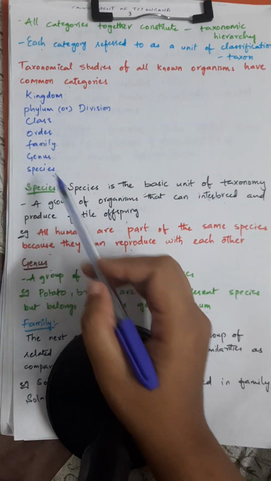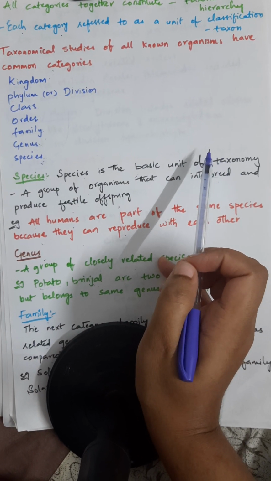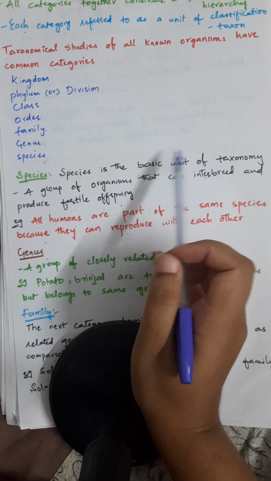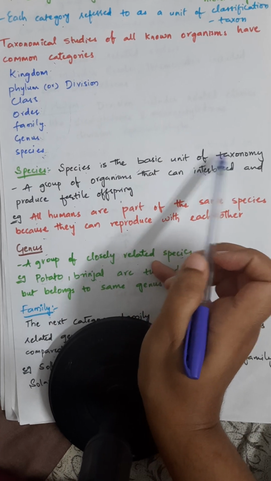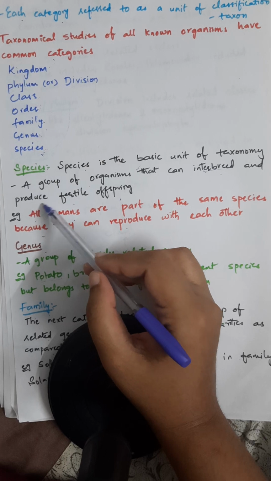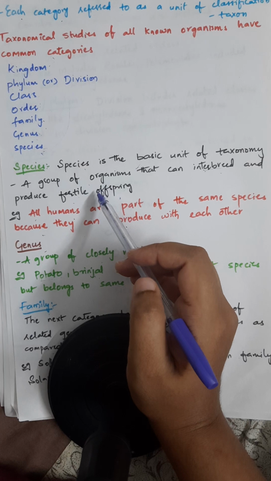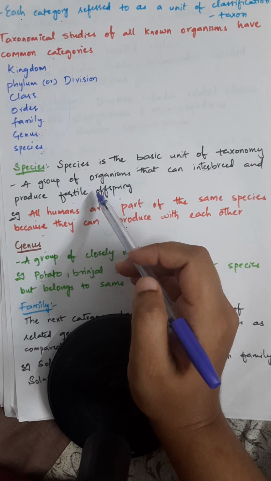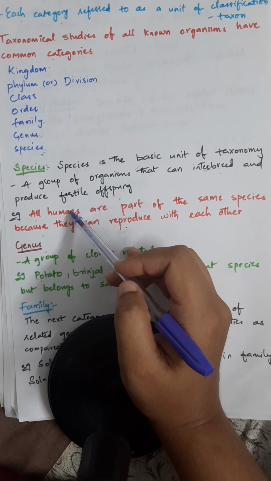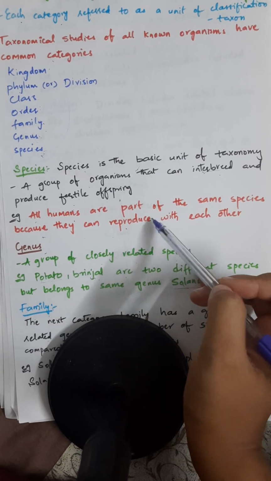Okay, coming to the species. What are the species? Species is the basic unit of taxonomy. Like in living organisms, what is the basic unit? The cell is the basic unit. Likewise here, species is the basic unit of the categories. A species is a group of organisms that can interbreed and produce fertile offspring. For example, very closely related organisms which can reproduce and produce fertile offspring. Example, all humans, Homo sapiens, are part of the same species, because they can reproduce with each other.